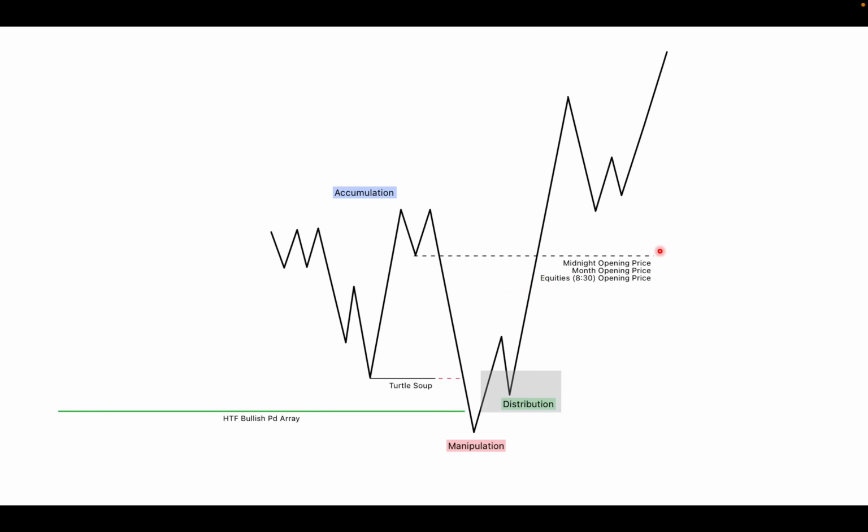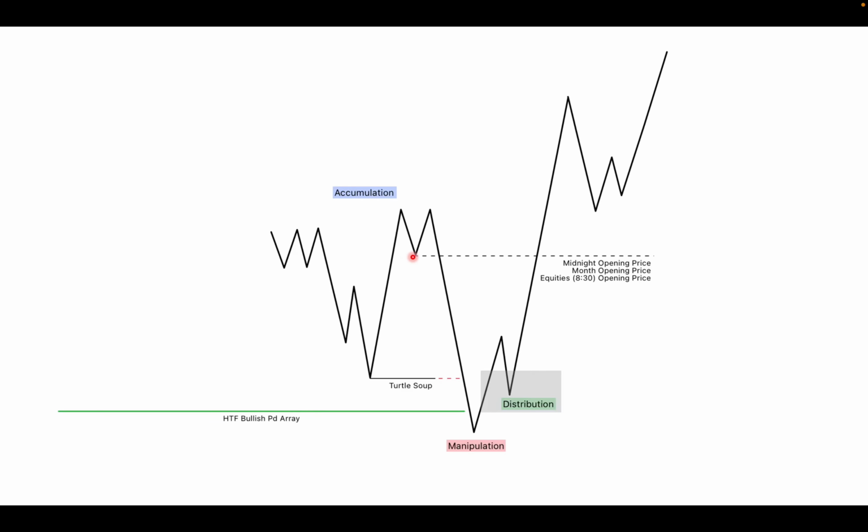It can be the midnight opening price, it can be the month's opening price, it can be the equities 8:30 opening price, depending on what pair you are trading. Like I illustrated in the beginning part of the video, you can see which one you are supposed to use. When you start the video, you see which opening price you're supposed to highlight for what wants to happen.